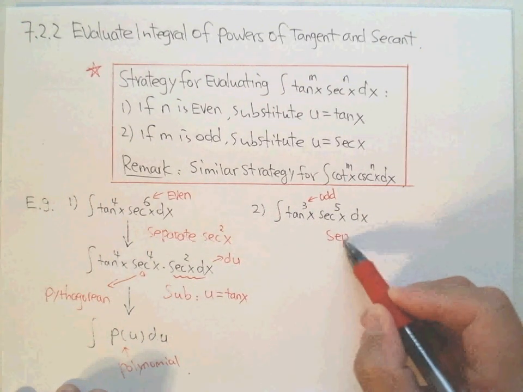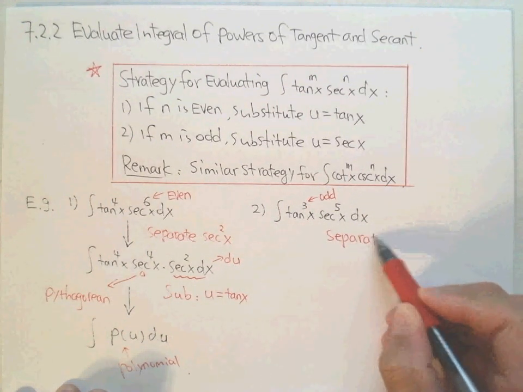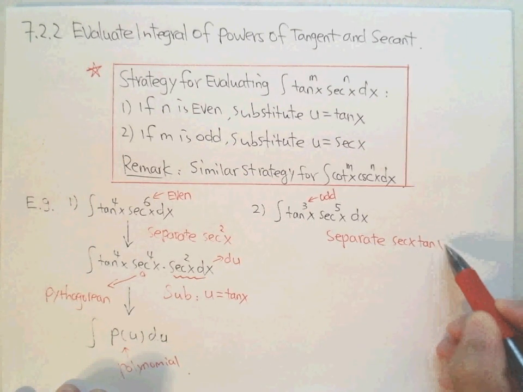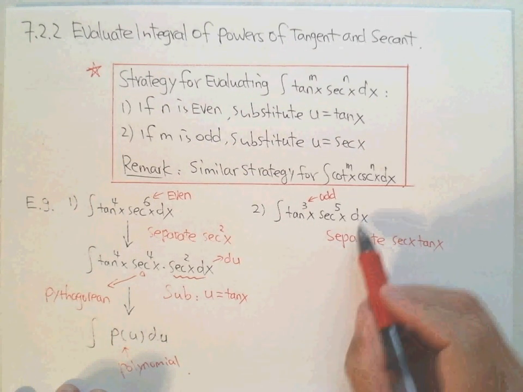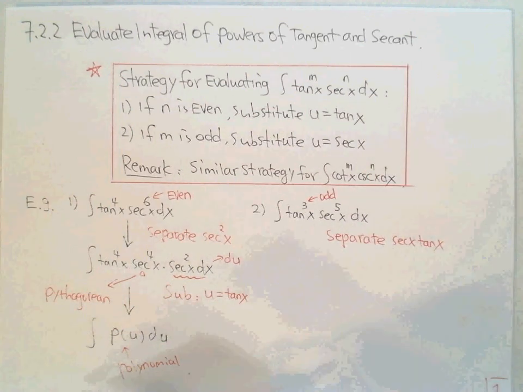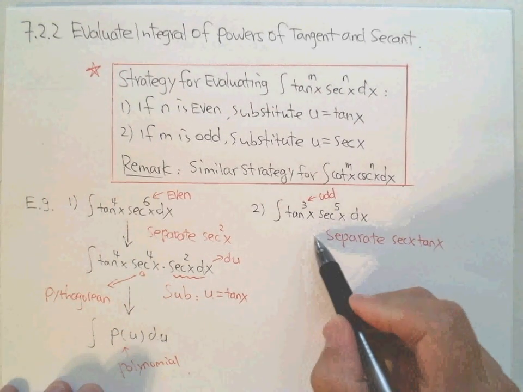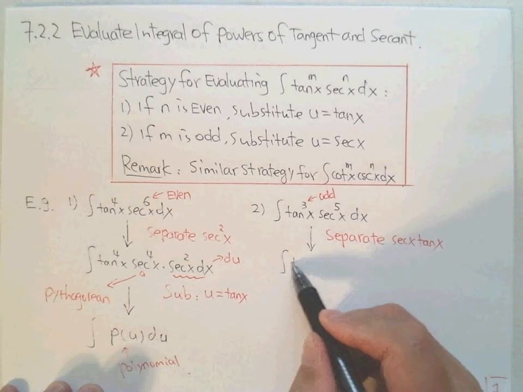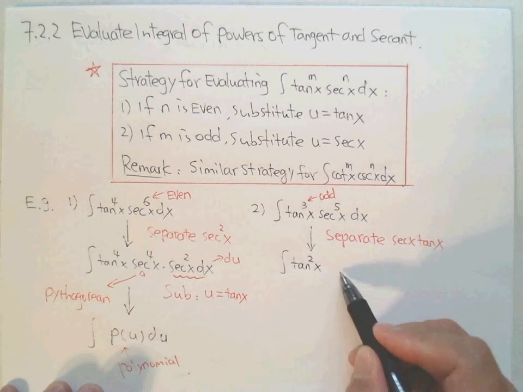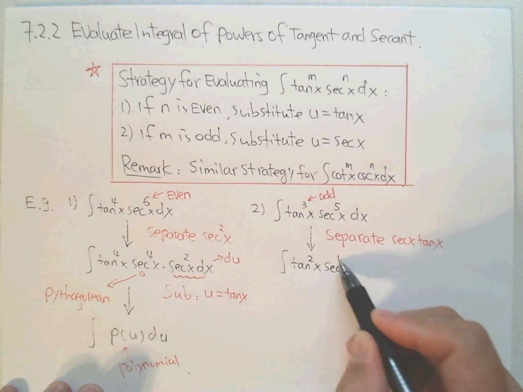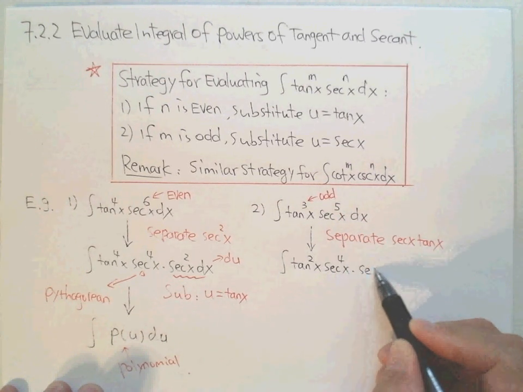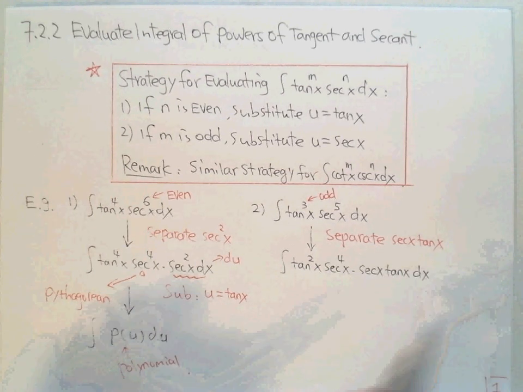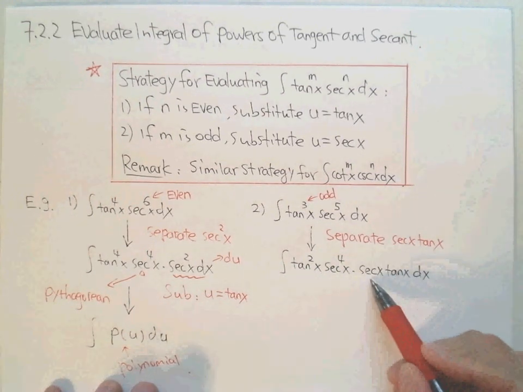This time, what do we need to separate? We need to separate one secant times one tangent, because this times dx is du. Okay, that's the reason why we need to separate this. After we separate, see what do we have? We will have tangent square now, and this is a secant fourth power times another secant that goes here, another tangent that goes here, and then dx.